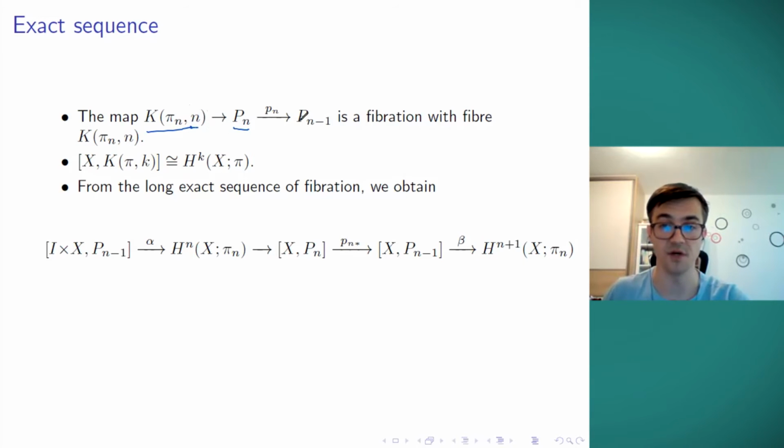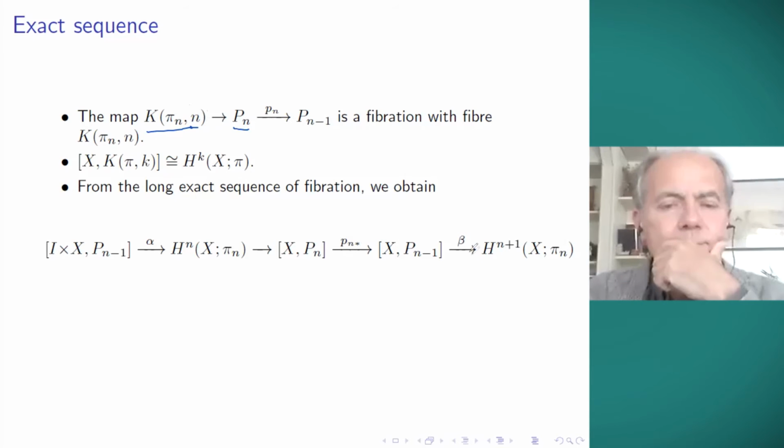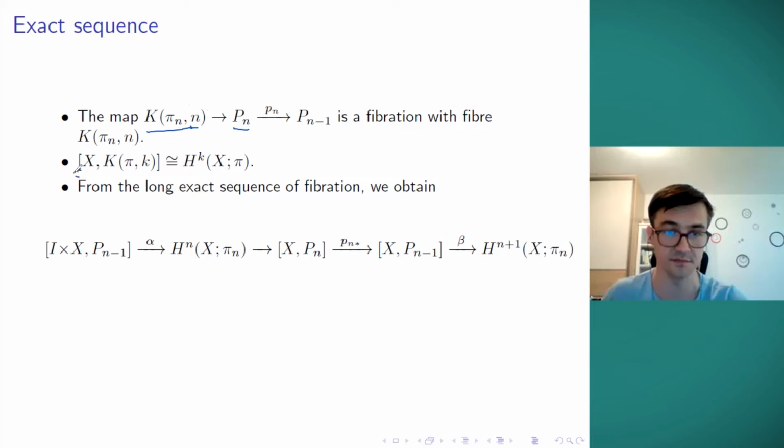So you have this fibration, which induces a long exact sequence. And this long exact sequence looks like this. This is just simply rewriting everything in the form of this long exact sequence. And using this fact that maps from your space X to your Eilenberg-MacLane space are isomorphic to computing the kth cohomology of your space.